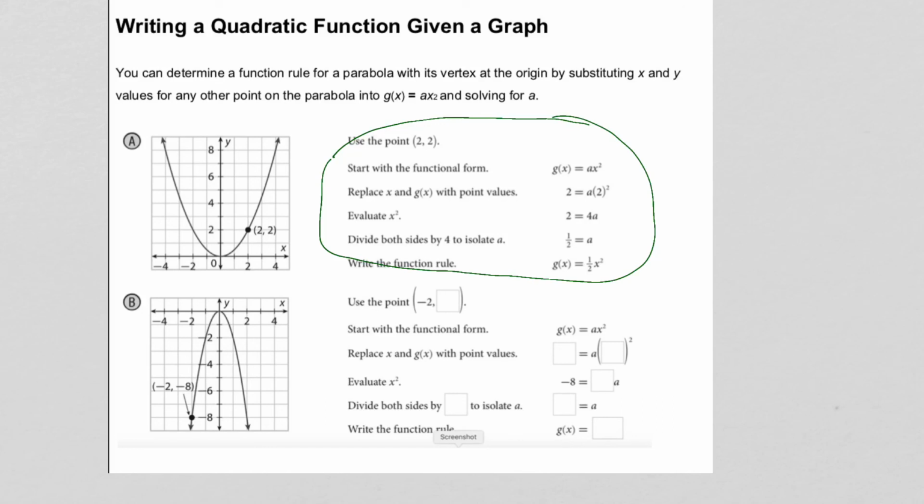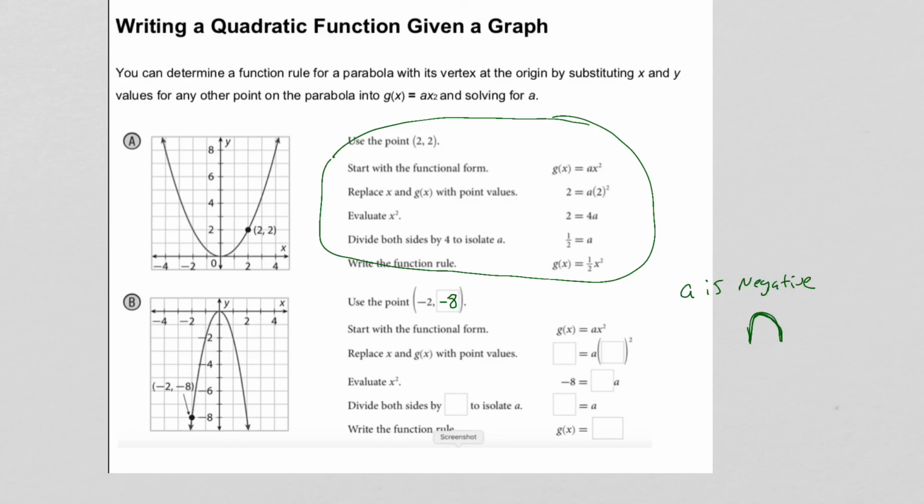So then they have you do a sample one, right? And we can use the point negative 2, negative 8. And it says, we'll start with this basic function form. Well, I know one thing. I know a is negative. And why do I know that, right? I mean, we got an upside down parabola.